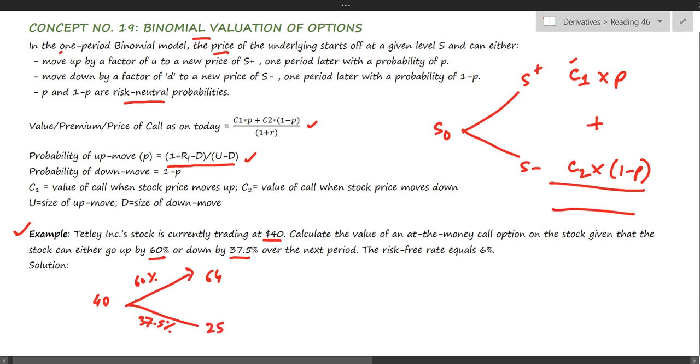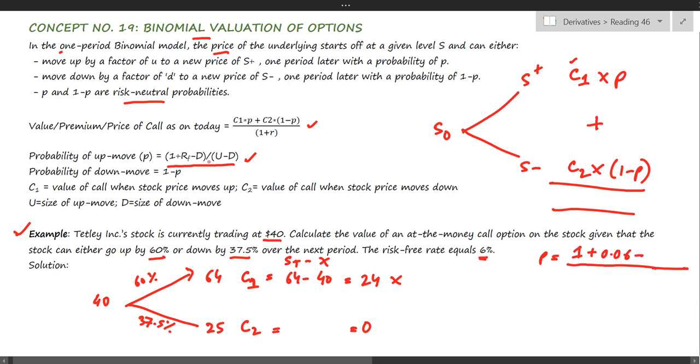If the value goes up to 64, then what is going to be the value of the call option? That will be 64 minus 40, which is equal to 24, since the value of a call option is given by ST minus X. In case of a downfall, the value is going to be 0 anyway. So we have the values of C1 and C2. Now we just need to multiply them with the probability, so let us compute the probability here. The probability is given as (1 plus the risk-free rate, which is 0.066% in this case, minus D) divided by (U minus D).